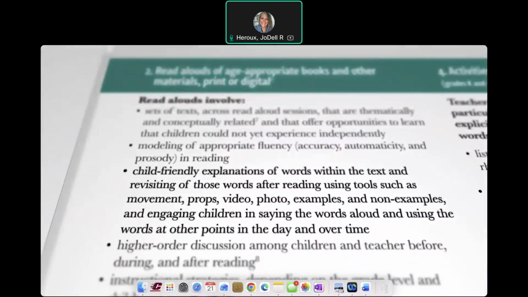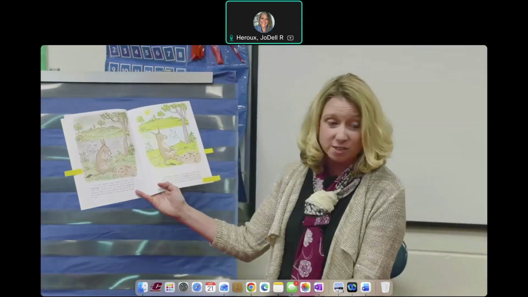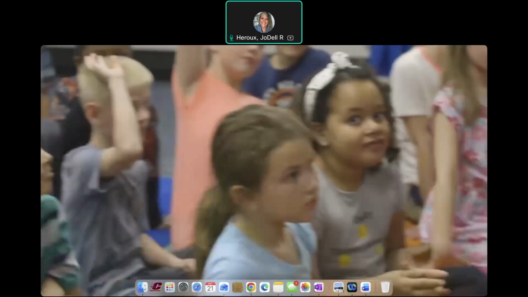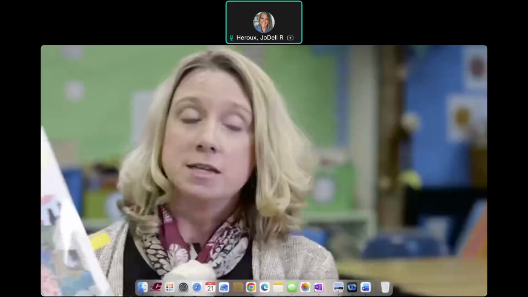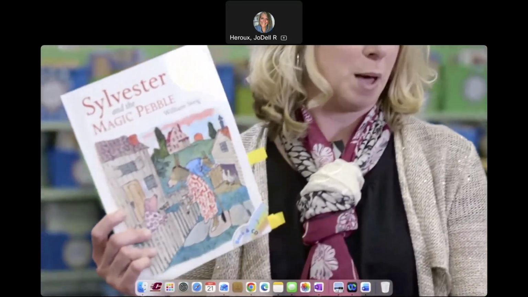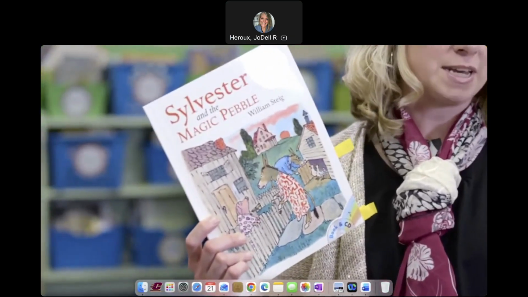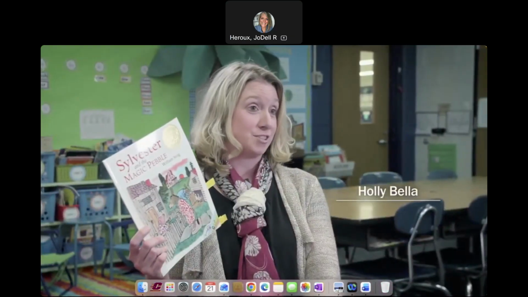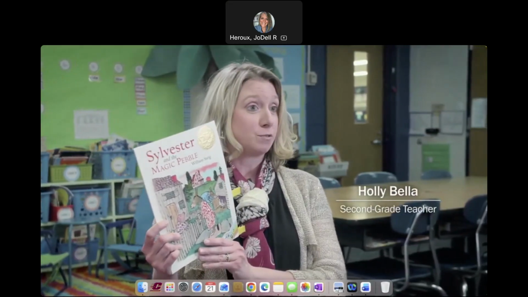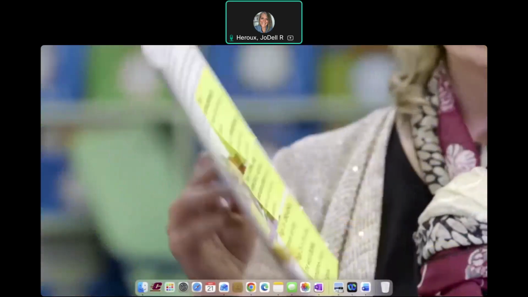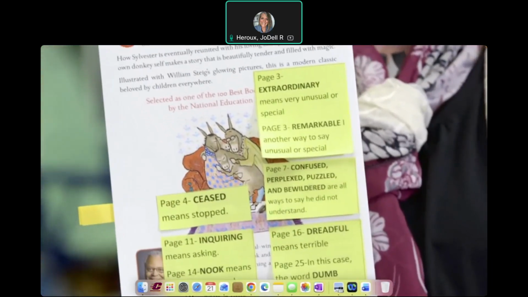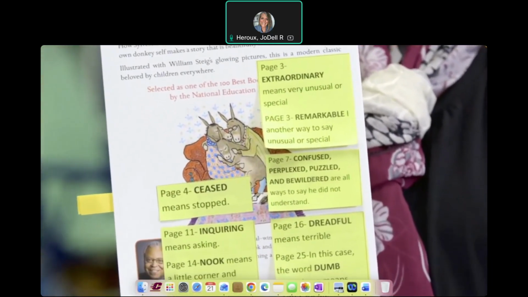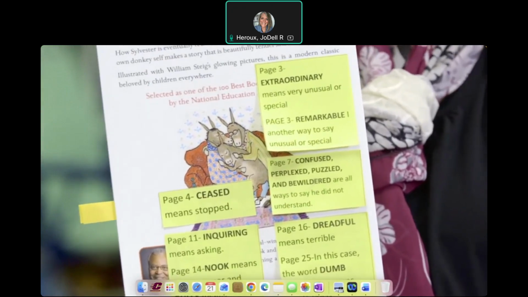Read-alouds involving child-friendly explanations of words within the text and revisiting of those words after reading build children's vocabulary knowledge. In this classroom, the teacher is going to focus on vocabulary during and after a read-aloud. Today I'm going to read the story Sylvester and the Magic Pebble. I really liked this book because there were many challenging words that I thought my students might not understand. So I went ahead and chose several words and gave child-friendly explanations, and I put that on the back of the book. So as I'm reading the book, I have the page number already noted and the definition already ready.